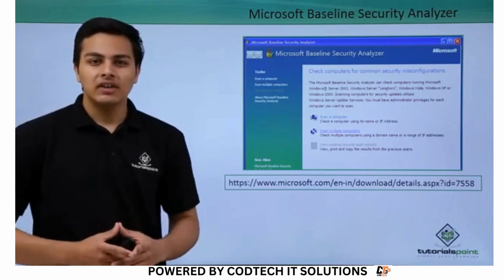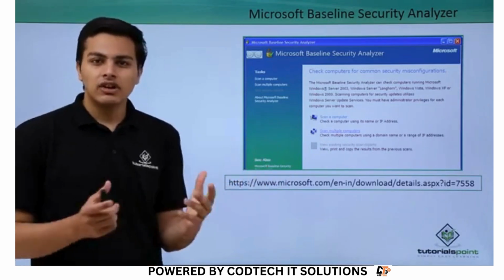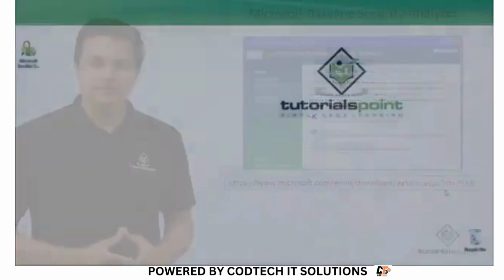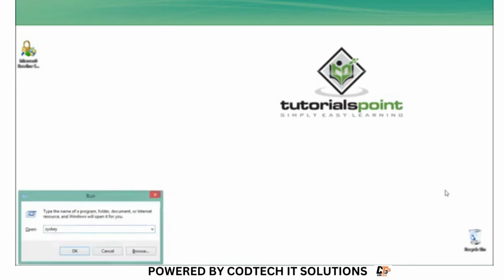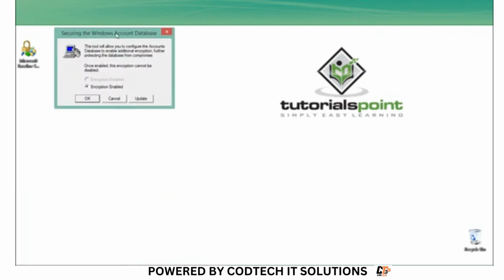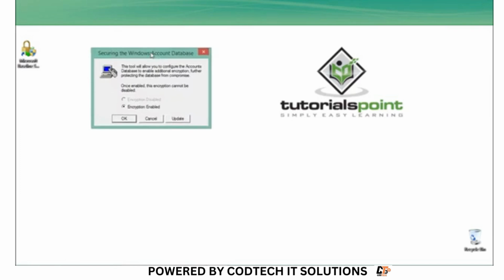So now let's see how we can use all these techniques in order to secure our Windows system. Now let's secure our Windows operating system. First of all we will see how we can encrypt the passwords which are present inside the SAM database. There is one small utility in Windows called SysKey. Just open your run bar and write down SysKey and click on OK. SysKey stands for SAM lock tool, and with the help of this utility we can encrypt the passwords which are present inside the SAM database.